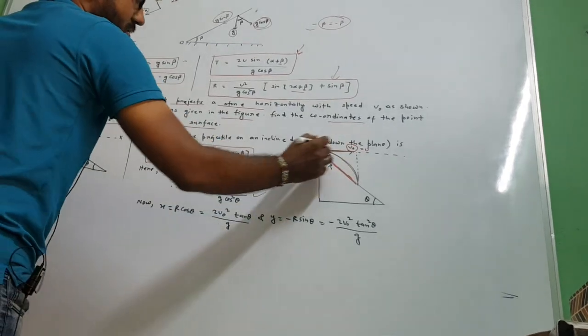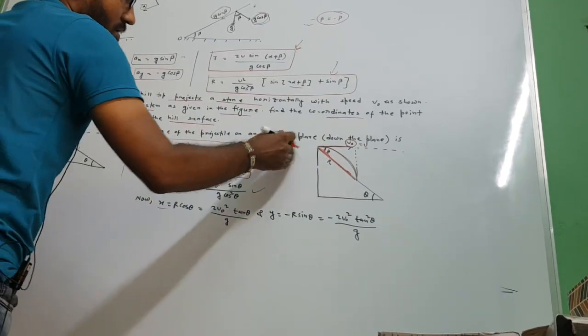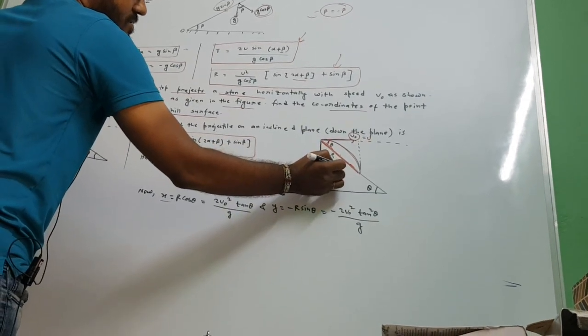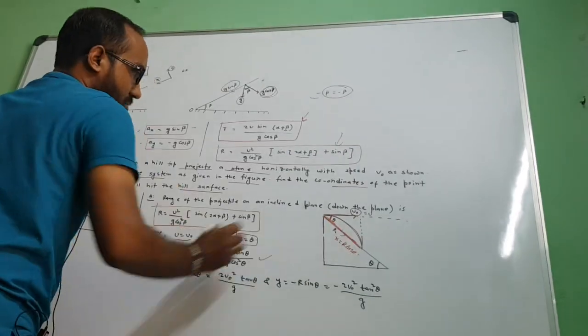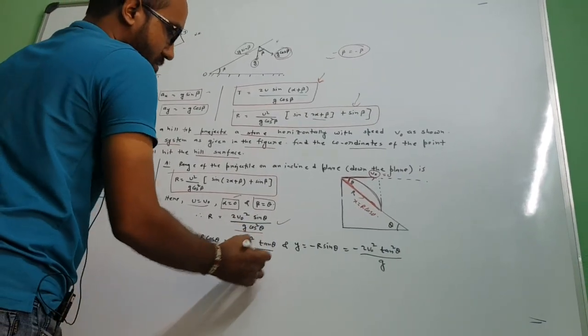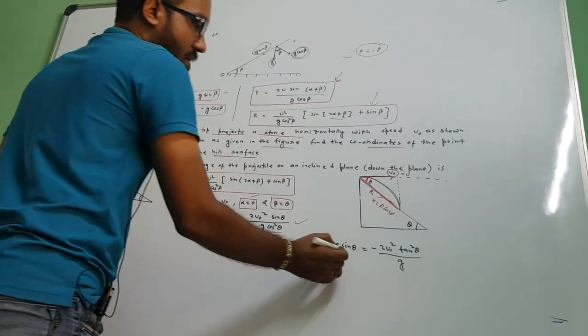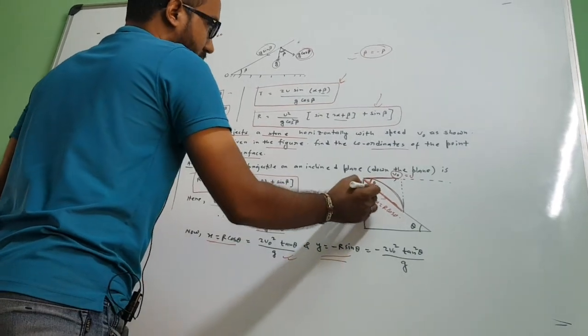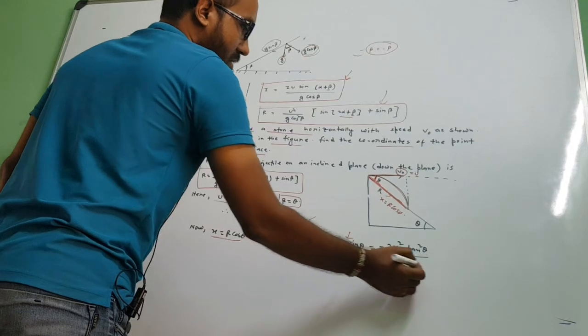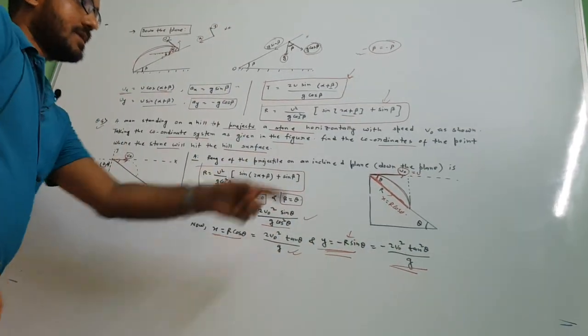Now what is x? What is the horizontal component here? X is r cos theta, right? So x is r cos theta, you know the r, put the values, you will get something like this. What is y? Y is minus r sin theta. So put the values of r here and you will get the answer something like this.